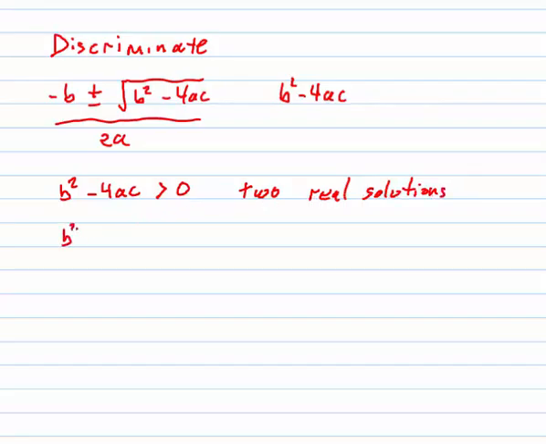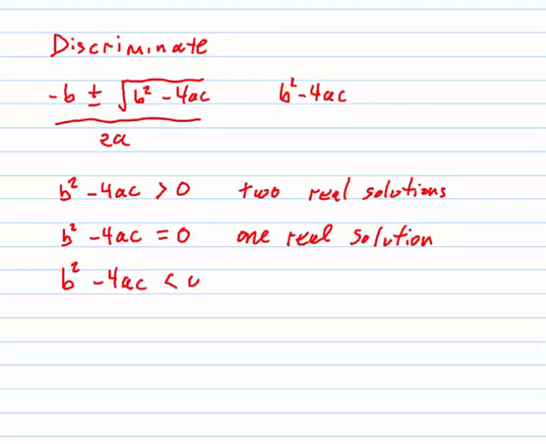Okay. If b squared minus 4ac is equal to 0, then we get 1 real solution, because that's just 0 then, so we just have negative b over 2a as the solution. And then we can also have b squared minus 4ac less than 0, as we saw in our last example. Then we have a square root of a negative number, so we use i, so we have 2 imaginary solutions.